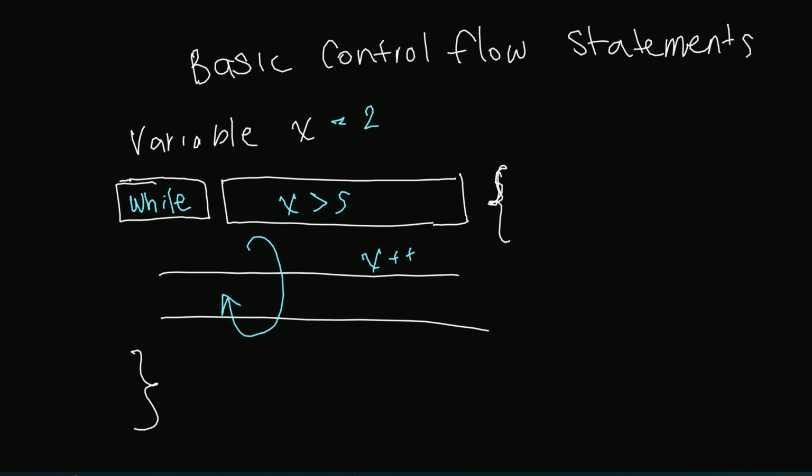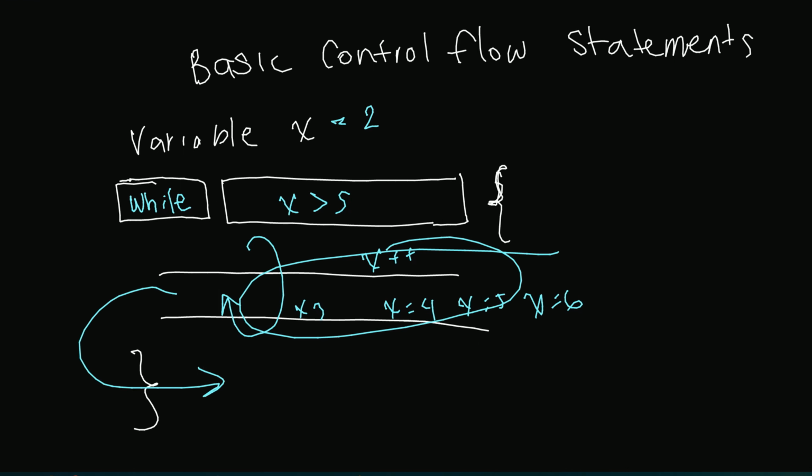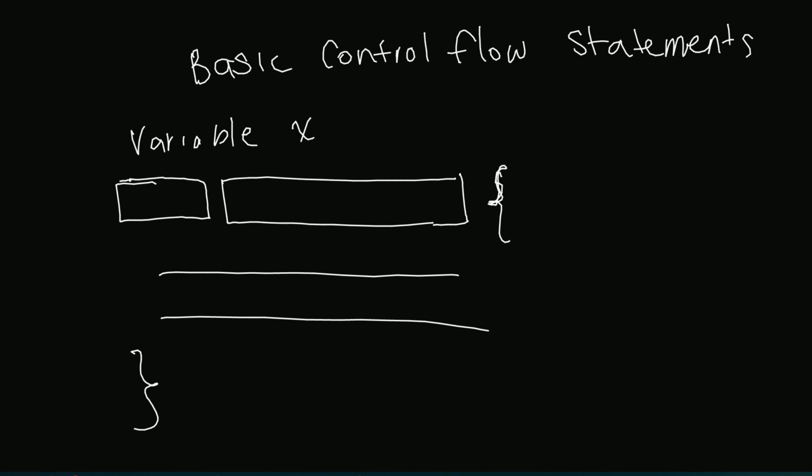So with each iteration through this loop, we're going to repeat it. The first loop is going to say X is 3. Next time we go through it, X is going to be 4. The next loop, X equals 5. And next loop, X equals 6. Once X is 6, we're going to break out of our loop and continue processing right here. And that's the basics of our while loop. And now it's time for us to take a look at our for loop.